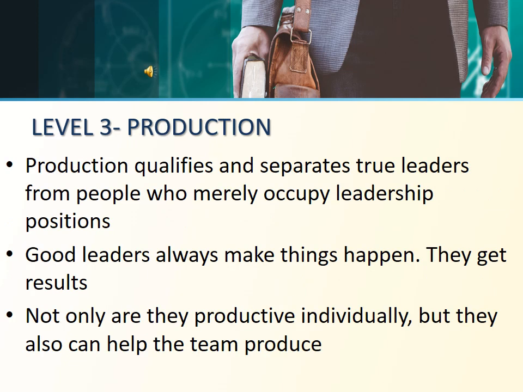The third level is production. This level shows that building relationships is not enough. Good leaders always make things happen. They get results. This credibility is based on their individual performance. But individual accomplishment is not enough. They prove their worth by helping their team achieve results. While many people reach the second level, it is very difficult to reach the third level since this level cannot be faked because there should be some results. The leader must produce some results.